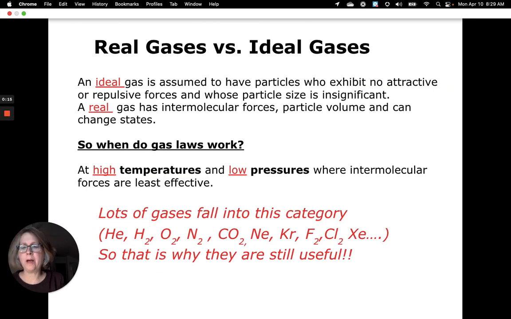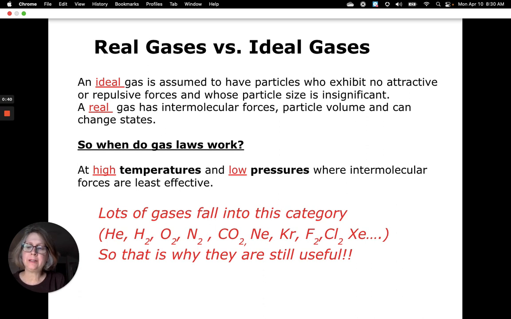So first of all, I want to let you know that all the gas laws we have learned so far are based on the behavior of something called ideal gases. An ideal gas is assumed to have particles that exhibit no attractive or repulsive forces and whose particle size is insignificant. Whereas a real gas has intermolecular forces, particle volume, and can change states.